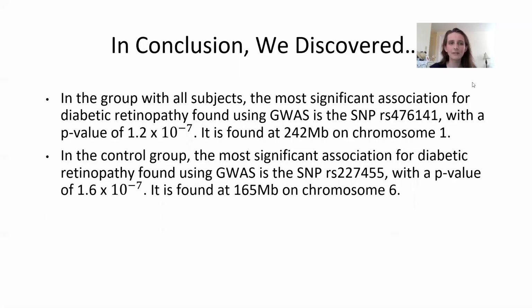So in conclusion, we discovered that in the group with all subjects, the most significant association for diabetic retinopathy found using GWAS is the SNP RS476141 with a p-value of 1.2 times 10 to the negative 7 and found at 242 megabases on chromosome 1. In the control group, the most significant association for diabetic retinopathy found using GWAS is the SNP RS227455 with a p-value of 1.6 times 10 to the negative 7 and found at 165 megabases on chromosome 6.